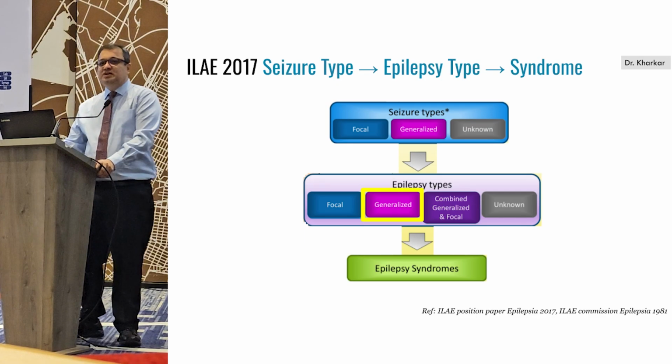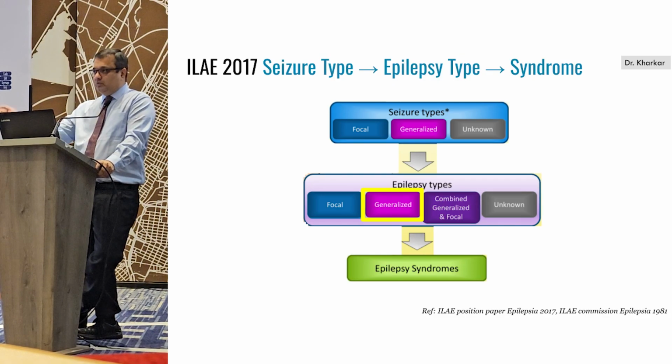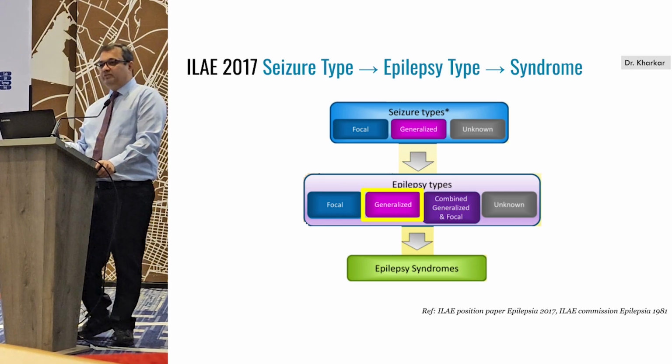And so the ILAE recommends that once you diagnose a person with these kinds of seizures, then you try to think about what kind of epilepsy the person has. So let's say the person has many different kinds of seizures, but they are all generalized. Then you say, fine, this person has a generalized epilepsy, an epilepsy that starts all over the brain all at once.